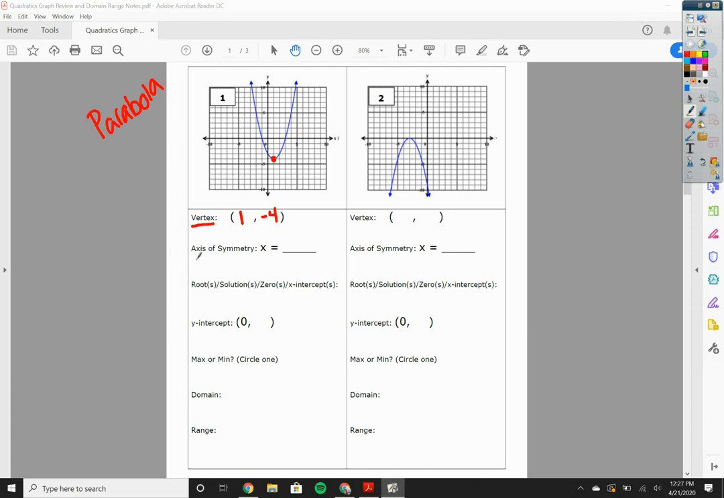Next, we have the axis of symmetry. The axis of symmetry is the line that cuts this parabola in half. Notice this axis of symmetry goes through our vertex. Your axis of symmetry is always x equals. Since it goes through the vertex, it's going to be the x of your vertex, which was 1 for us. So x equals 1 is the equation of this line that cuts the parabola in half.